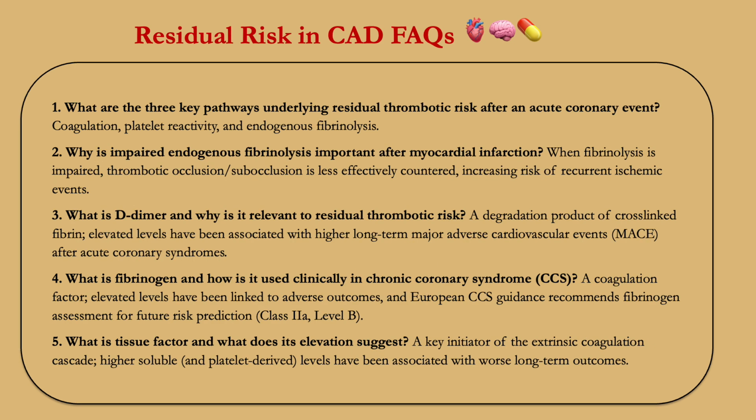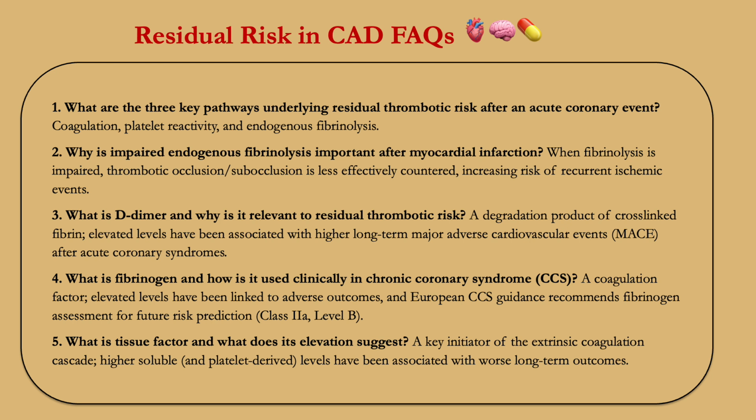What are the three key pathways underlying residual thrombotic risk after an acute coronary event? Coagulation, platelet reactivity, and endogenous fibrinolysis. Why is impaired endogenous fibrinolysis important after myocardial infarction? When fibrinolysis is impaired, thrombotic occlusion and subocclusion is less effectively countered, increasing the risk of recurrent ischemic events.